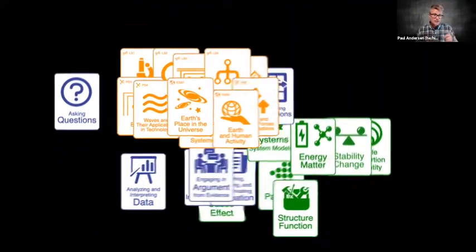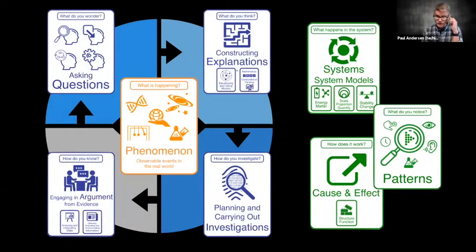If we look at the cross-cutting concepts, there's a hierarchy there as well. There are really only 3 cross-cutting concepts: patterns, cause and effect, and then systems. And then everything else kind of sits within that.